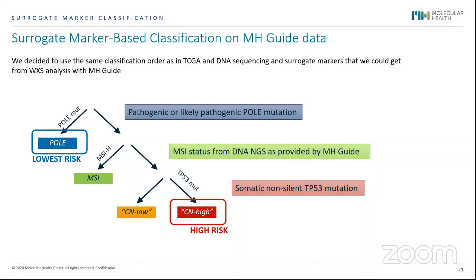So classifying the patients in the same order as TCGA did, but instead of using SNP counts and nucleotide substitution pattern, we use pathogenic or likely pathogenic pole mutations to identify the pole cases. Still use the MSI status that we get from MHGuide to classify the MSI cases, and use the somatic non-silent TP53 mutations to identify CN high cases.